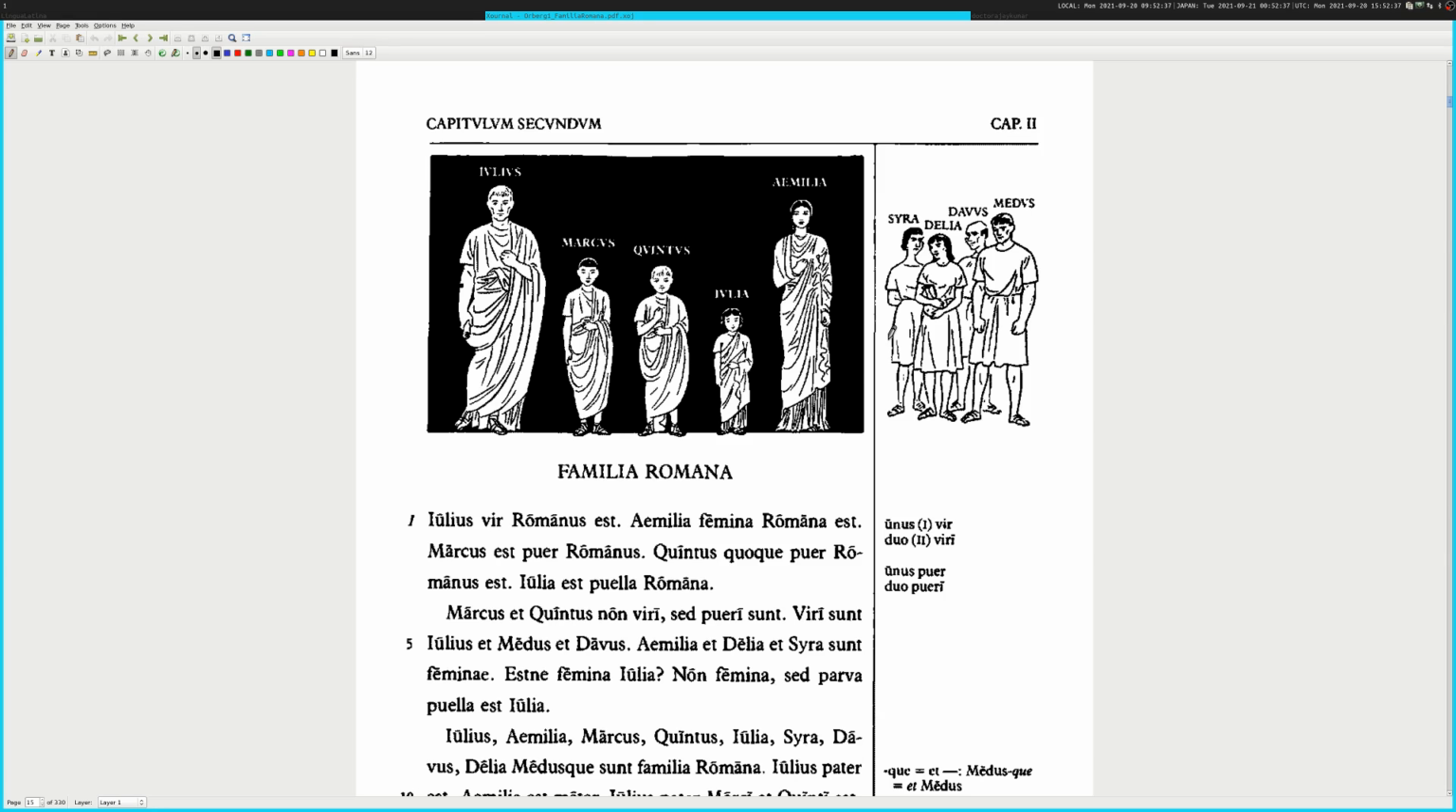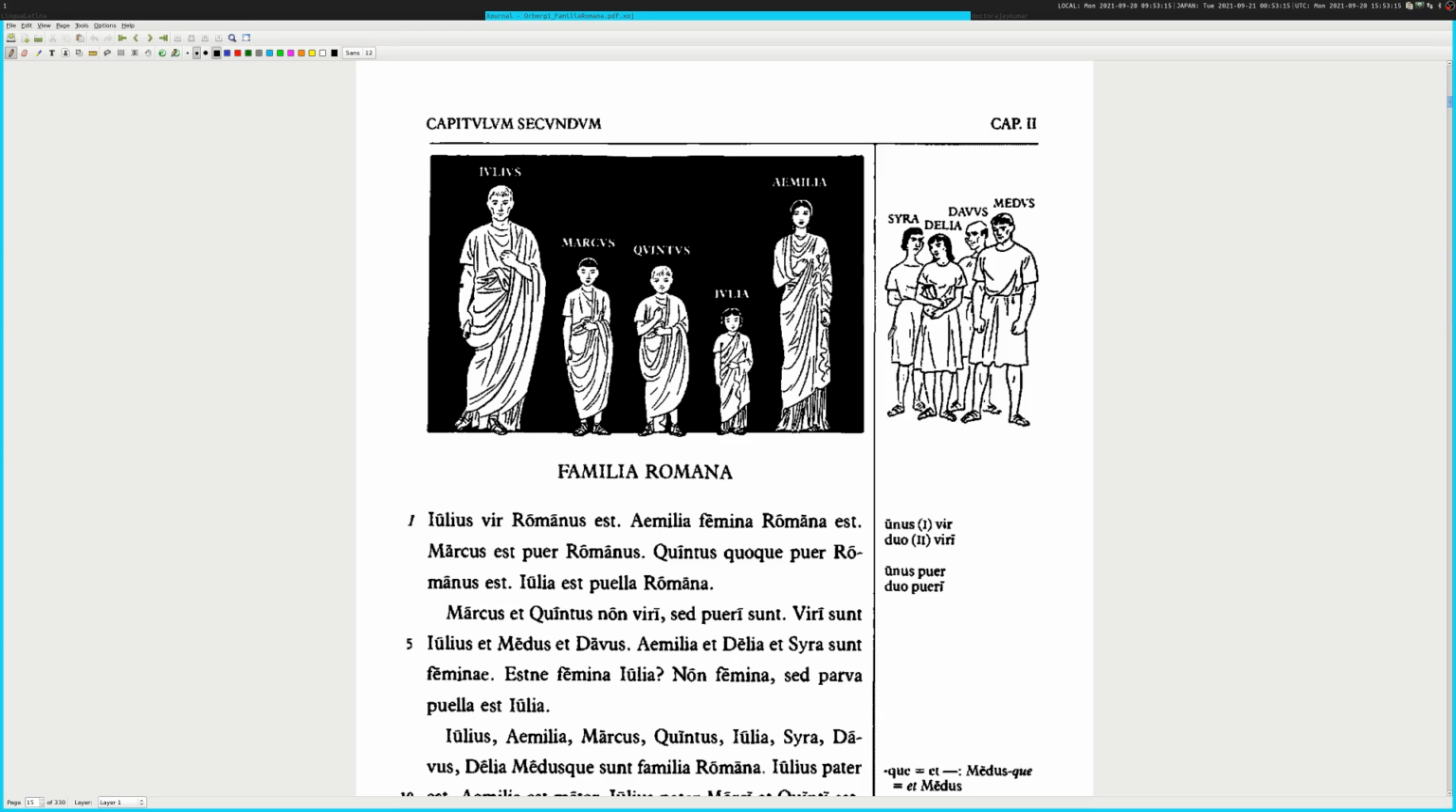Okay. Men are Julius and Medus and Davus. Okay, and Medus and Davus are over there. Aemilia and Delia and Syra, whatever, are women. Is Julia a woman? Okay, the -ne, I'm very confident that is a yes or no, a Boolean question particle. No, not a woman. She is parva. Parvus means little, I think. She is a little girl. Julia is a little girl. Okay.